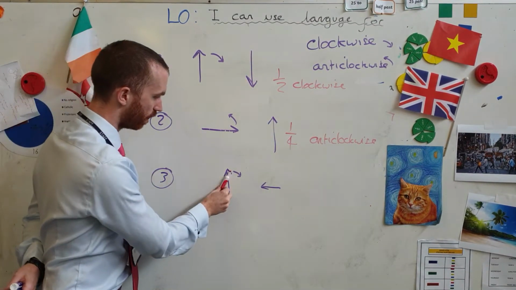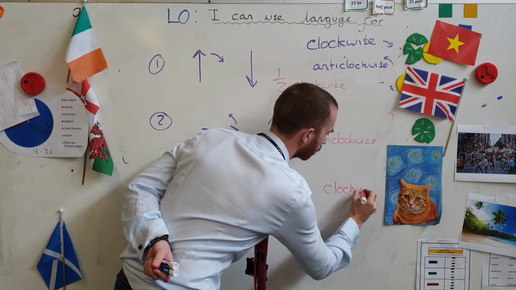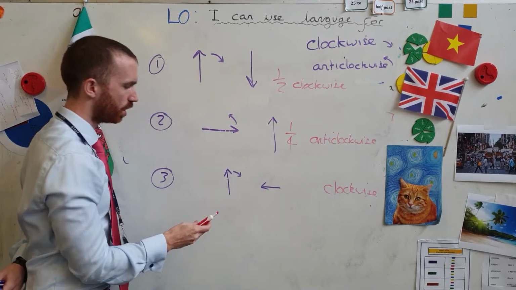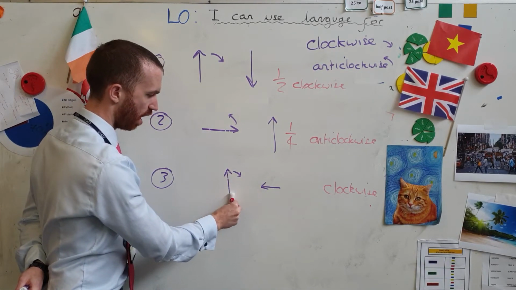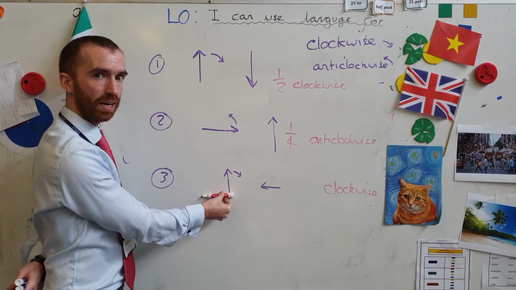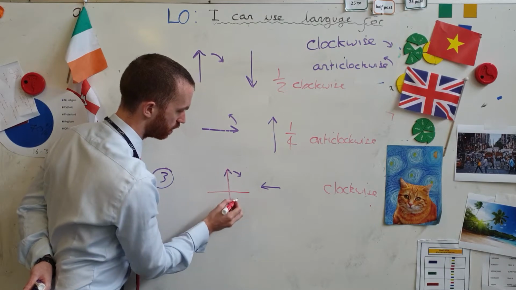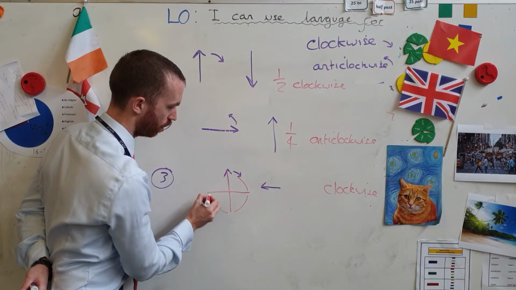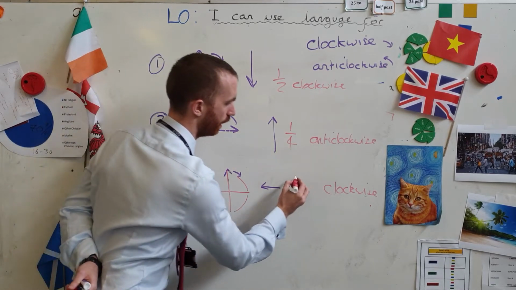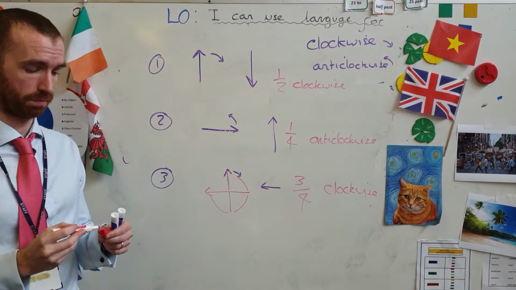This one is going that way, so it's going clockwise. And how much has it gone? Well, it starts here, it goes, that's a quarter, that's a half, that is 3 quarters. So can you see, if I had it like this, it's gone 1 quarter, 2 quarters, 3 quarters to end up facing that way. So that is a 3/4 turn clockwise.